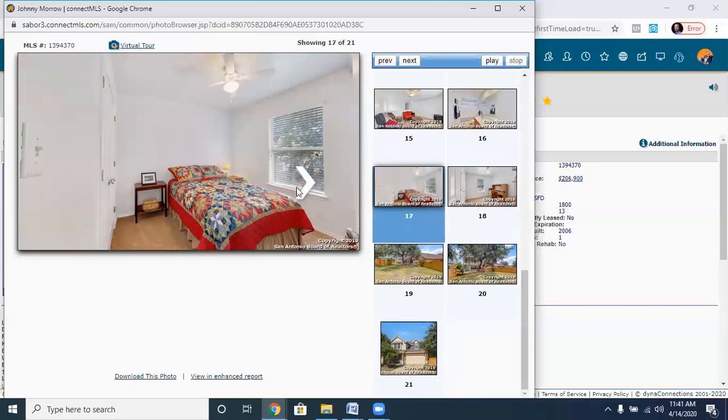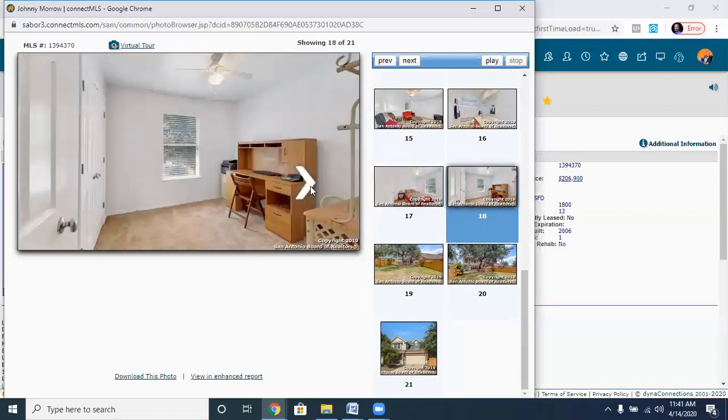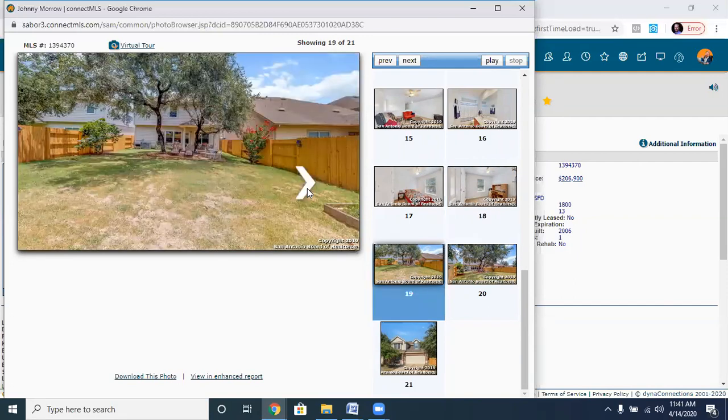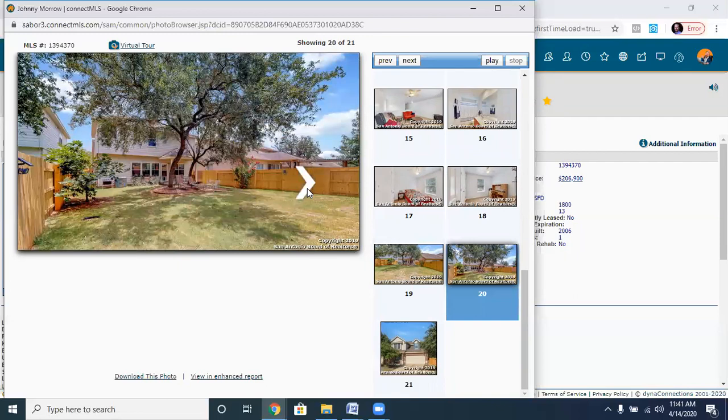Another secondary bedroom. This one's a little bit smaller. And I'm assuming this is another bedroom that they used as an office. So the secondary bedrooms are not huge. They're a decent size. And again, the backyard is huge. Nice features. It's got a small covered patio here. Anything else that we might point out on that house?